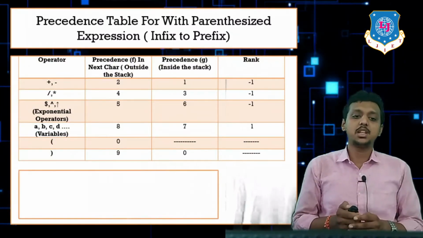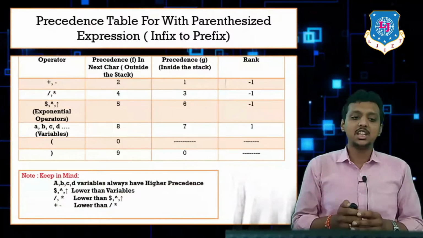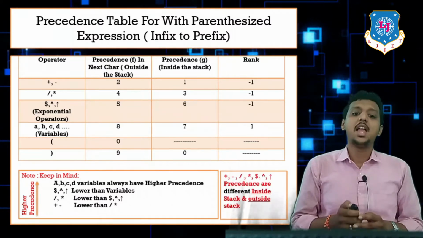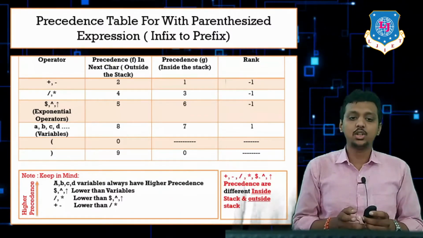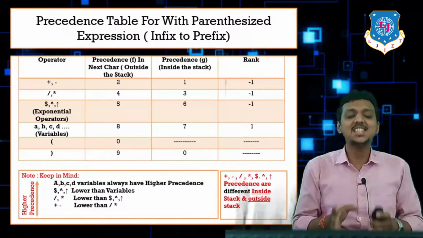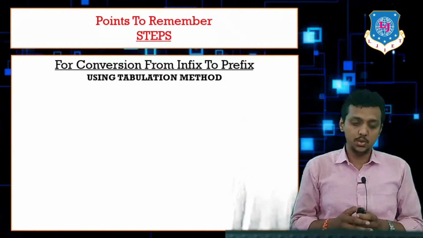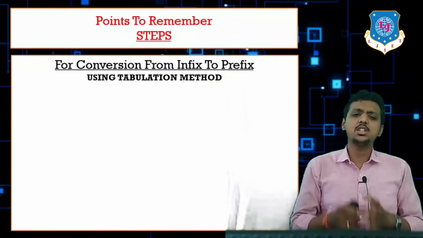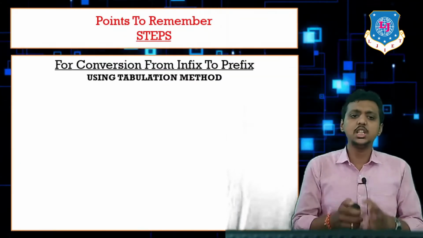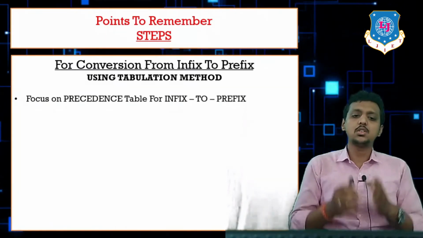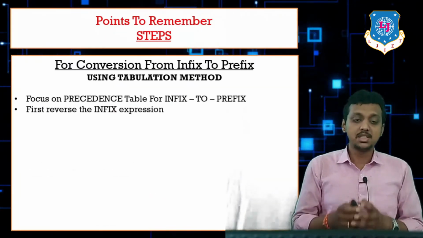Okay, so let's begin with some key points. Keep in mind that A B C D always have the higher precedence. Yes, obviously. And the precedence of plus, minus, division, star, dollar, arrow, caret is different inside and outside the stack. Now, what should we remember over here? See, for the conversion from infix to prefix, students, we need to use the tabulation method. So first we need to focus on the infix to prefix precedence table.